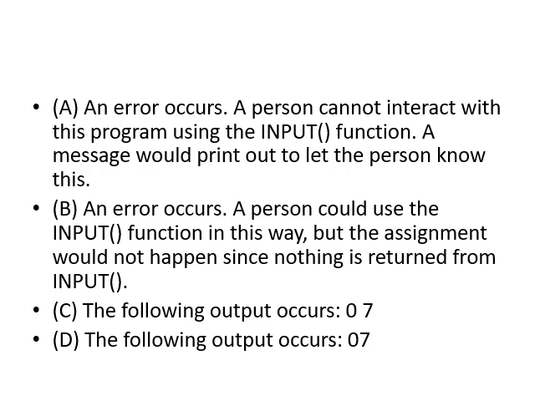Choice A is an error occurs. A person cannot interact with this program using the input function. A message would print out to let the person know this. Choice B is an error occurs. A person could use the input function in this way, but the assignment would not happen since nothing is returned from input. Choice C is the following output occurs: 0, white space, 7. Choice D is the following output occurs: 0, 7.